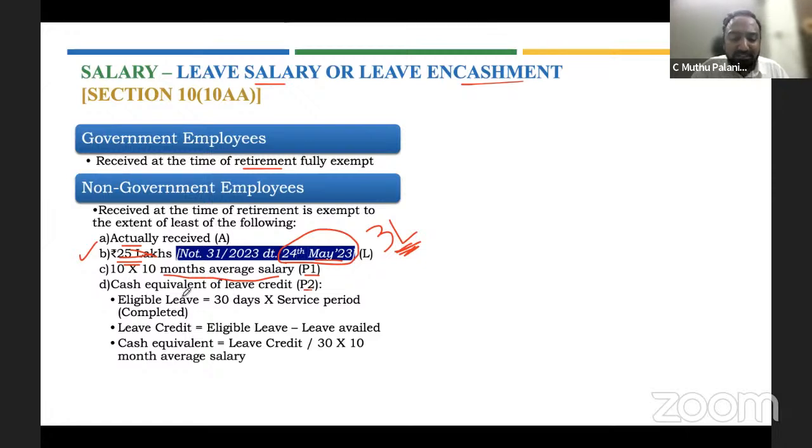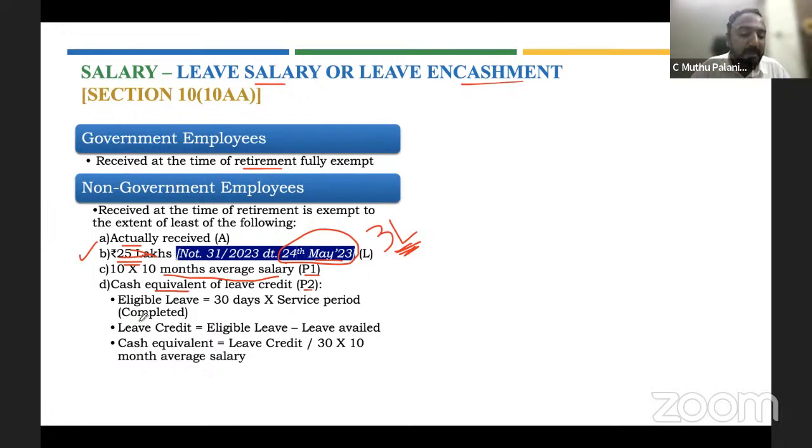And then P2 is a calculation. You're going to calculate cash equivalent of the salary. So how do you calculate this? First, you're going to calculate step 1. Step 1, you're going to calculate eligible leave. So what is eligible leave? 30 days into service period.